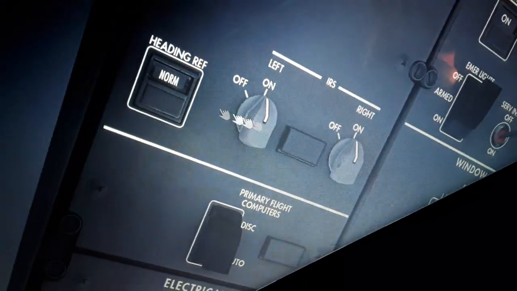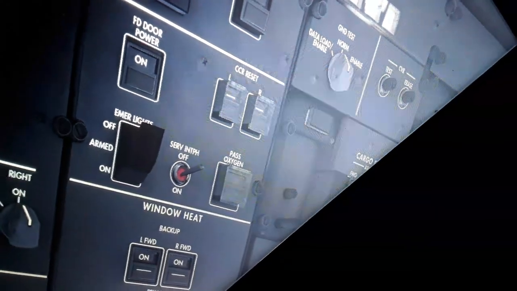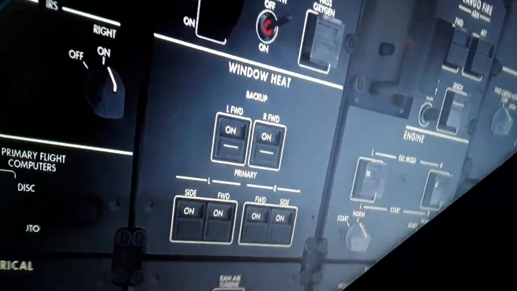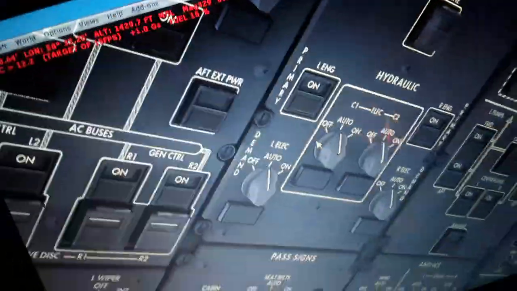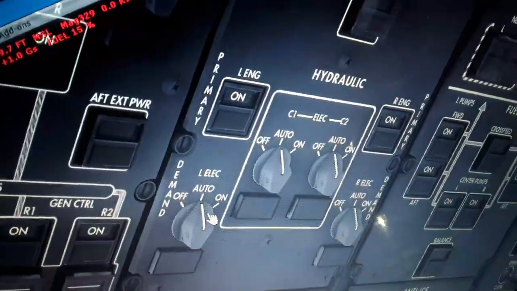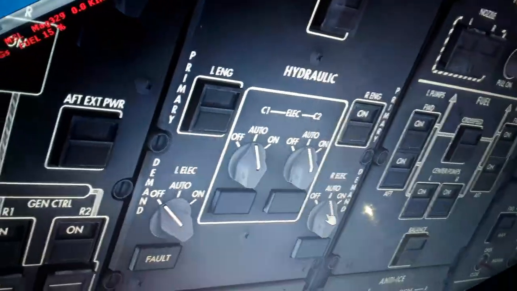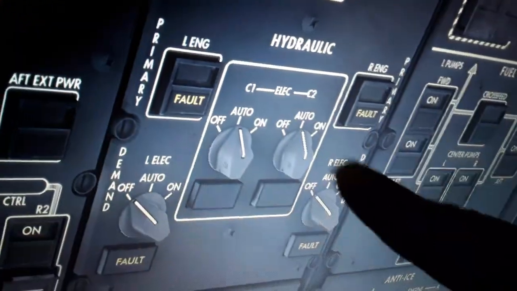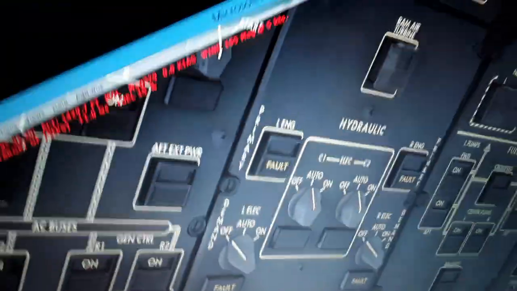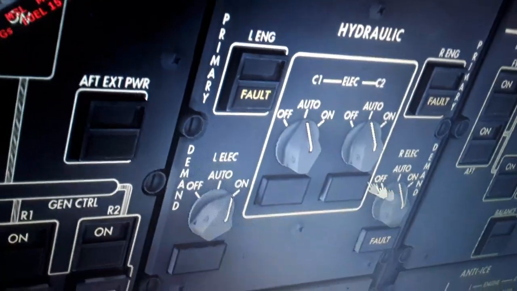Heading reference, IRS, master reference system, flight control computers, some other systems here. The door, passenger oxygen, window heat, ram air turbine, hydraulics. So we need the hydraulics here. As I told you, hydraulic pressure. So we turn them off like this. So the primary and the demand here of the left and right engine, we have the electrical on. We keep having power. We can also turn them back on like this. You'll see.